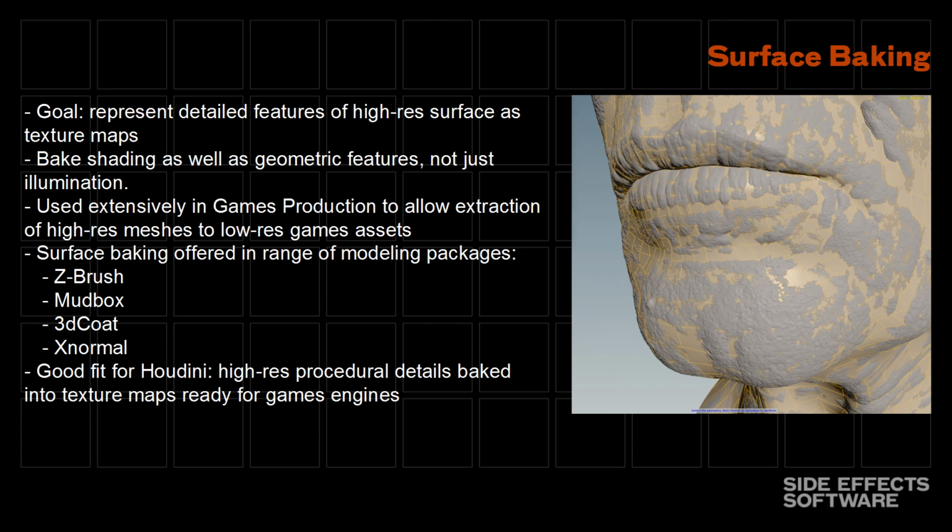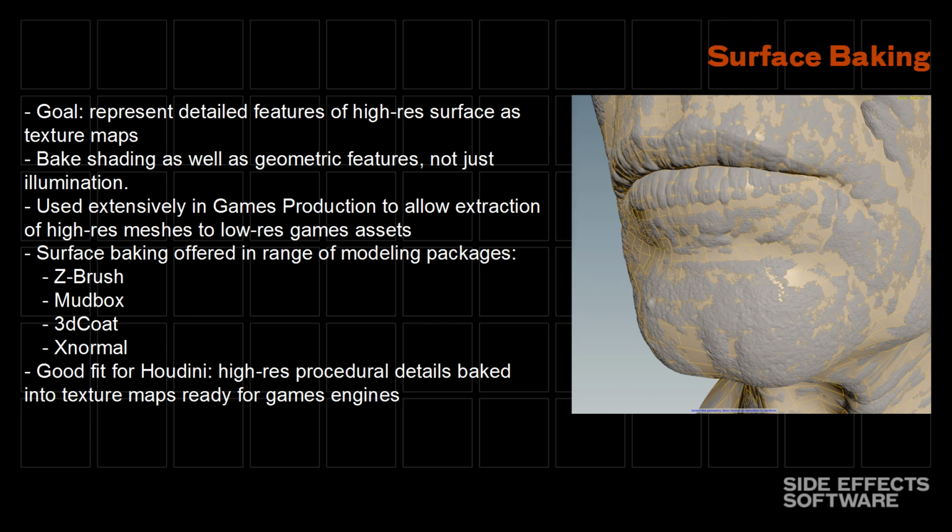Okay, so we're baking, in this case, shading, but we're also baking geometric features, not just the illumination. So things like normals, we want to look at the occlusion, we want to look at curvature. These are all things that we want to bake into our geometric maps. Okay, so this technique has been used extensively in games production, and it's used to allow extraction of high-res meshes to low-res geometry or low-res assets.